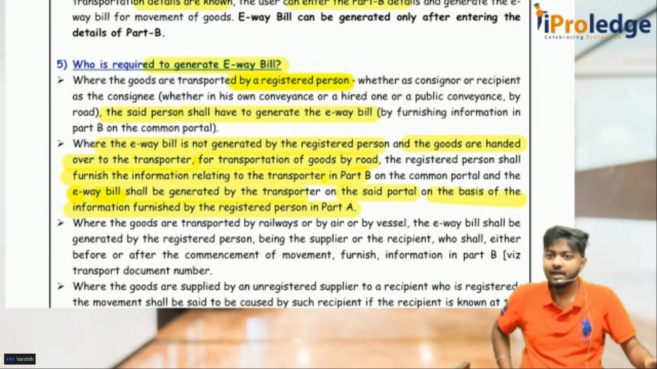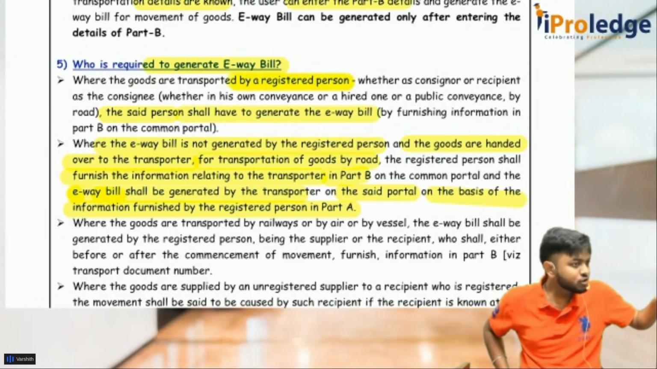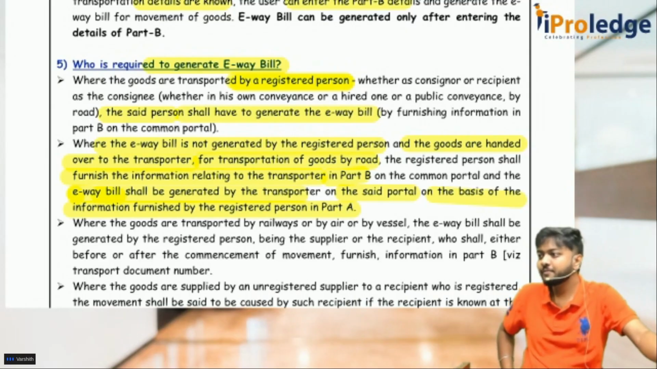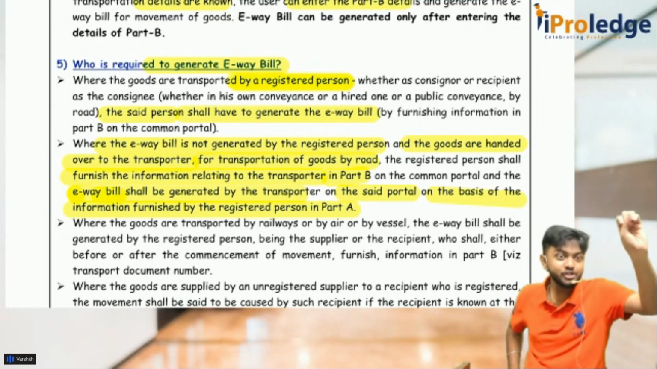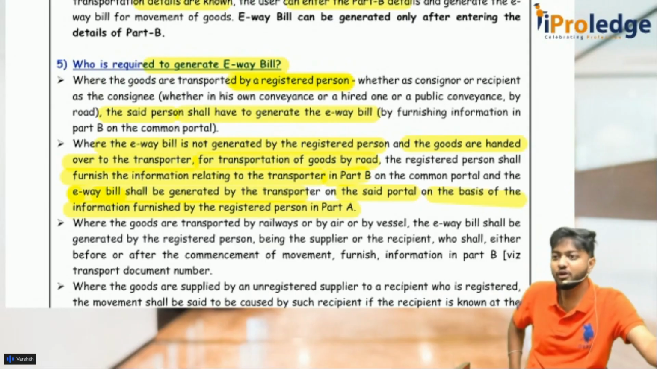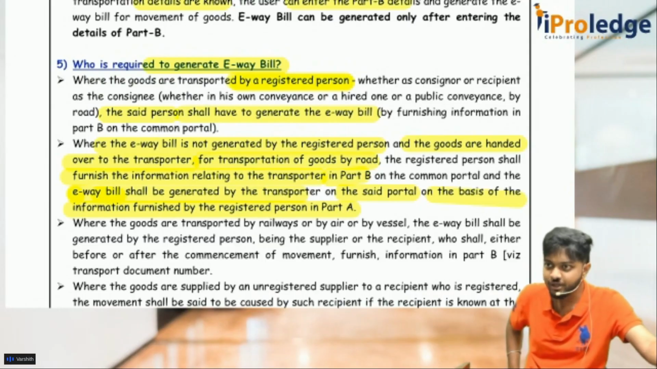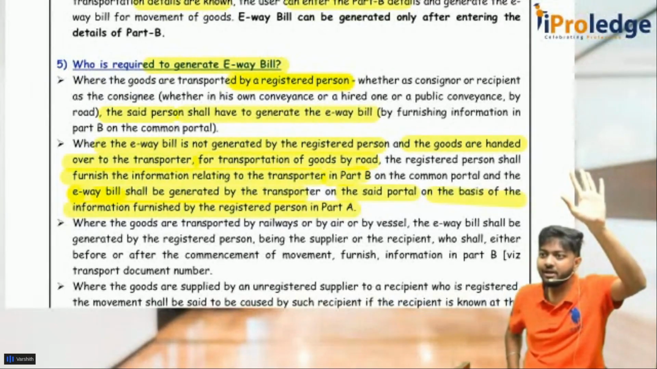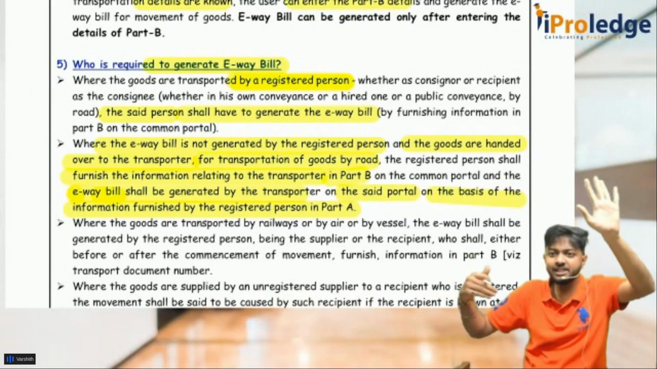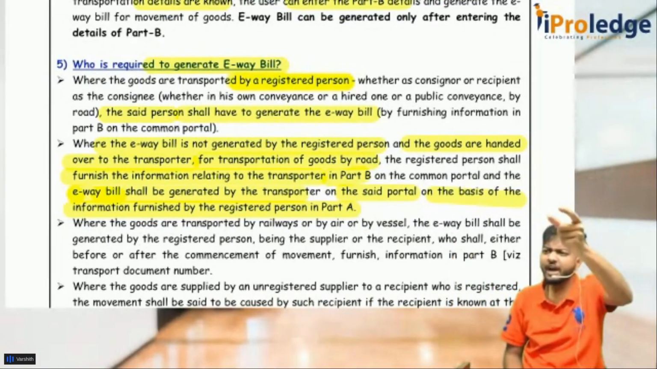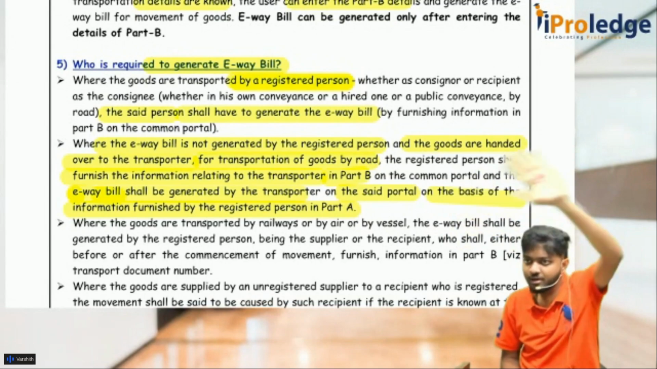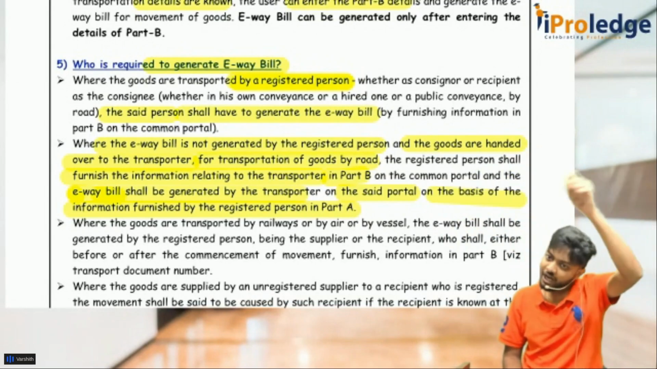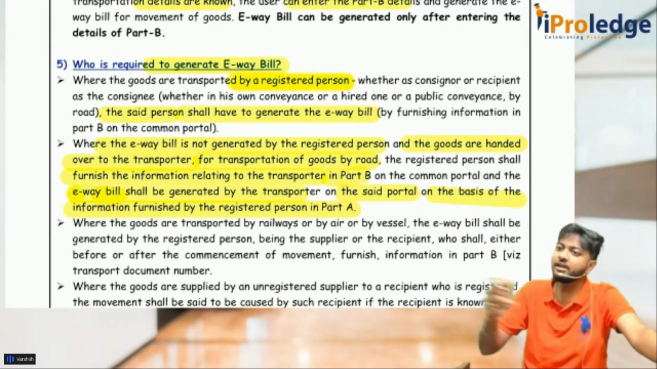So what will happen here? I am a registered person. I have delivered the goods to the transporter, but I have not generated the e-way bill. Then they are telling that the transporter should generate the e-way bill and move the goods. Generally the registered person was supposed to fill part A, get one temporary number, and when he receives the transportation details, fill the part B, or the transporter can fill the part B. This was supposed to happen, but they are telling that if the registered person did not generate it, then the transporter should generate the e-way bill and cause the movement of goods.